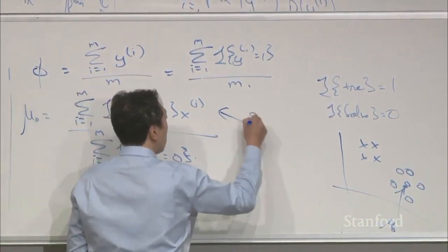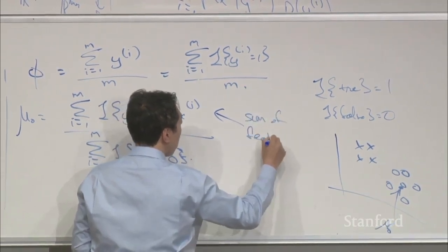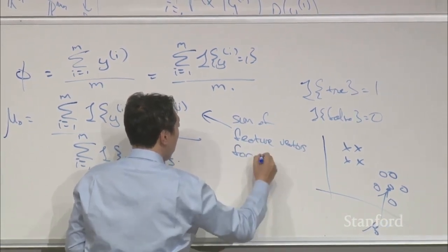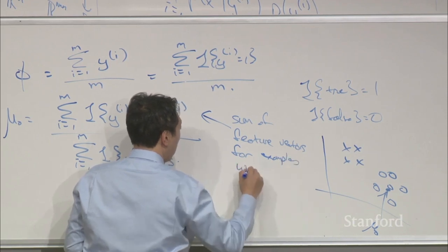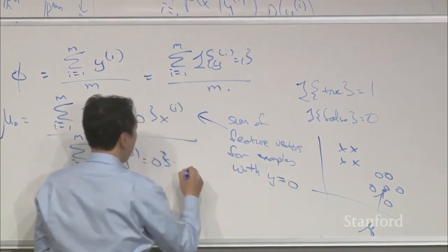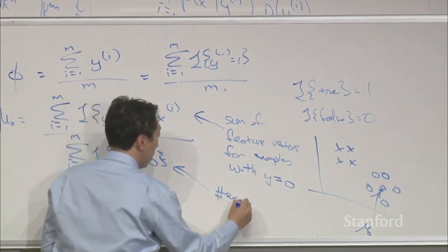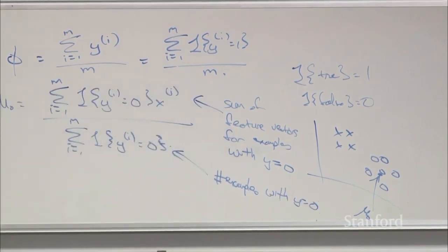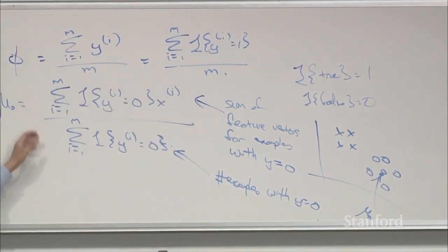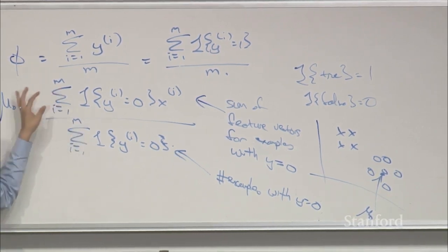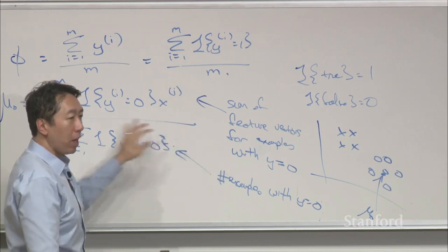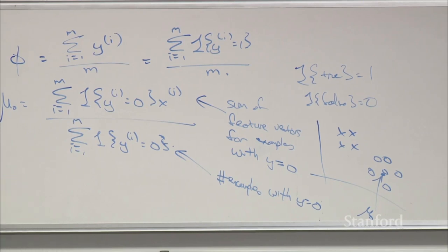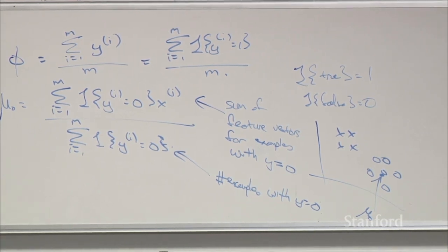Okay, I'll just write this out. So this is the sum of feature vectors for all the examples with y equals 0, and the denominator is the number of examples with y equals 0. If you take this ratio, you're summing up all of the feature vectors for the benign tumors and dividing by the total number of benign tumors in the training set, so that's just the mean of the feature vectors of all of the benign examples.